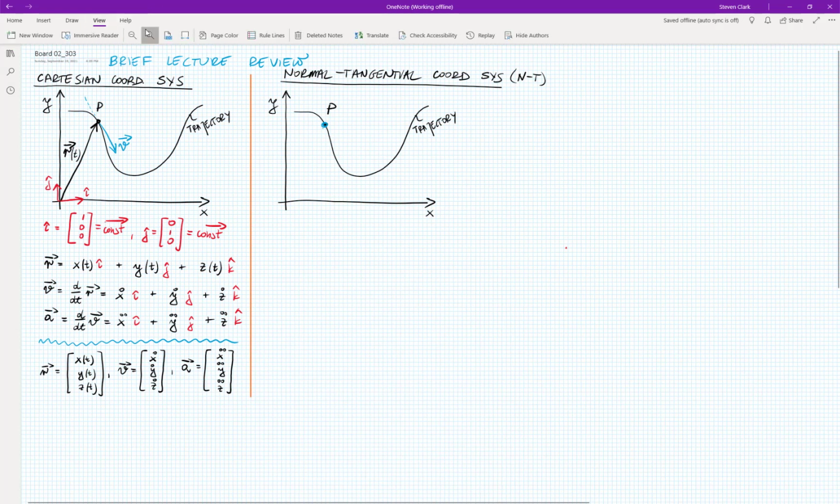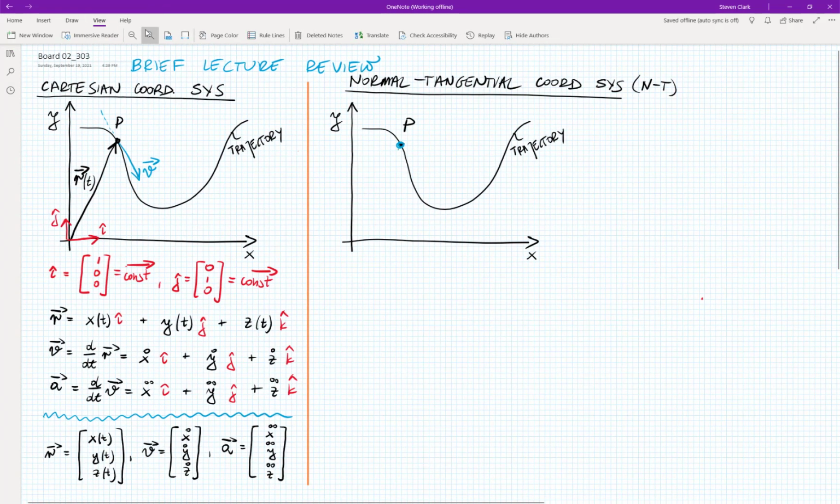So here is my brief lecture review. As you can see, I prepared something before coming here, yes? And today I will focus on explaining how to describe the motion in a normal tangential coordinate system, okay? And I think that the best way to do it is if we compare that new coordinate system to the one we already know, called Cartesian coordinate system, okay? So let me spend like 1 or 2 minutes on Cartesian coordinates, okay? So what is specific about them?